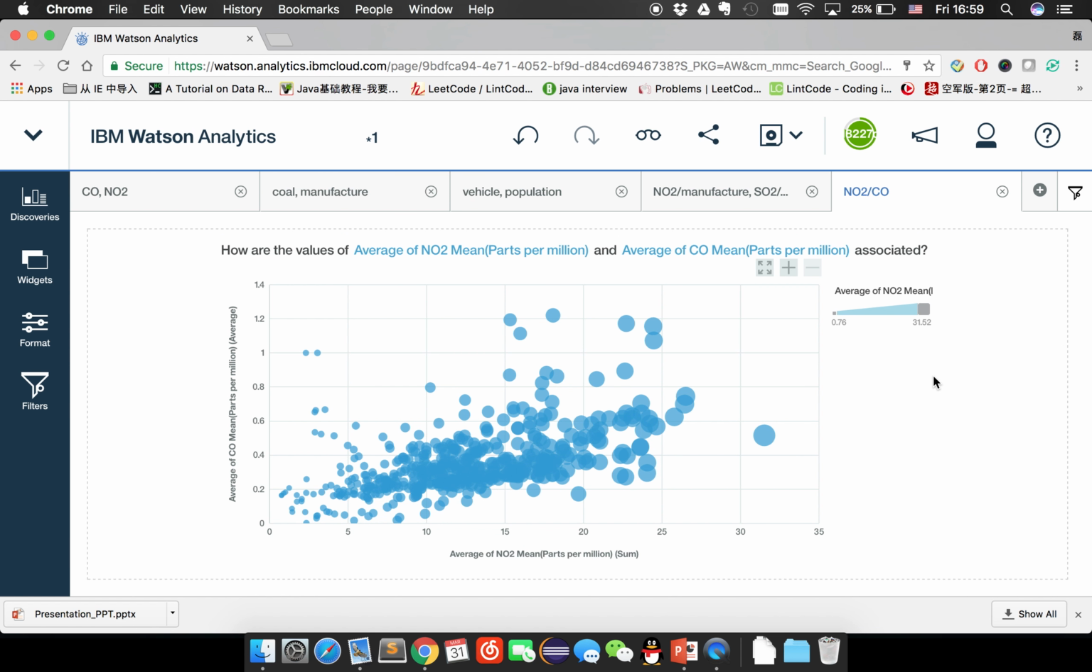Finally, this graph is about the relationship between nitrogen dioxide and carbon monoxide. There is a positive relationship between these two values. So we can see they may come at the same time. So maybe some activities such as manufacture or vehicles will create both of these two harmful air pollutants.